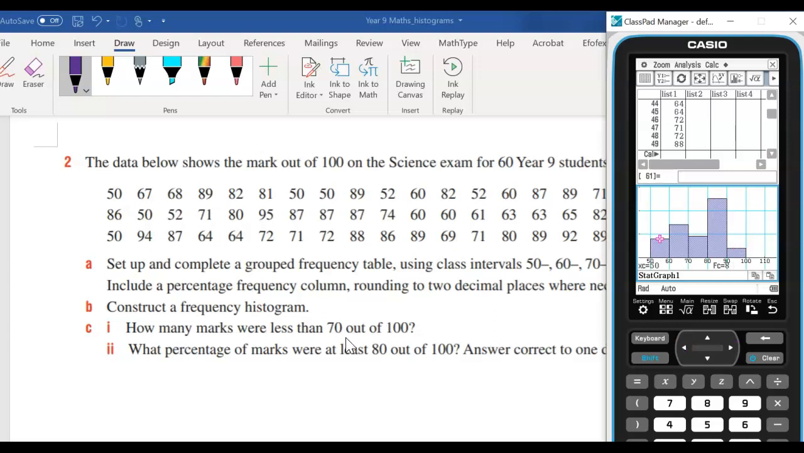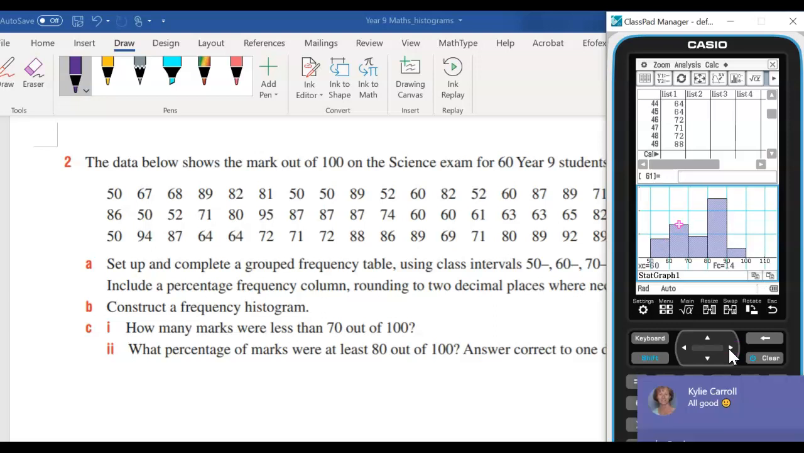All right, so how many marks were less than 70 out of 100? We're going to look at the first two bars because that's less than 70. So we've got a frequency of 8 plus a frequency of 14 gives us 22.